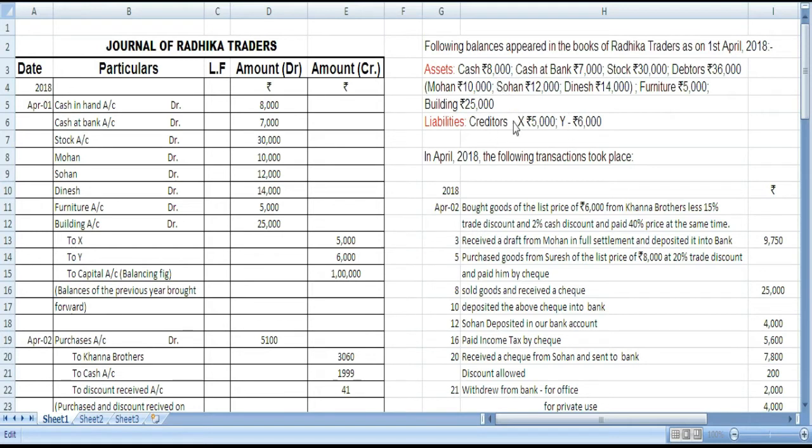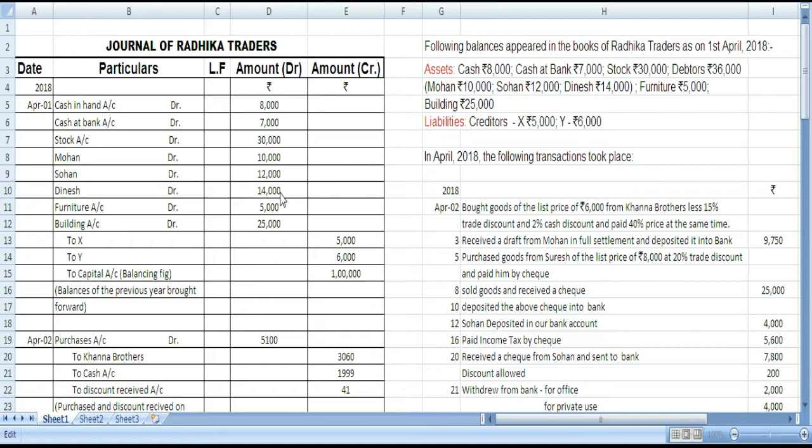Now we will forward these balances which have been brought from the previous year, and we will debit all the assets, because according to the accounting equation method, when the assets increase we debit all the assets. Similarly, when the liabilities increase we credit all the liabilities, like bank overdraft, bills payable. So when it increases we will write on the to side.